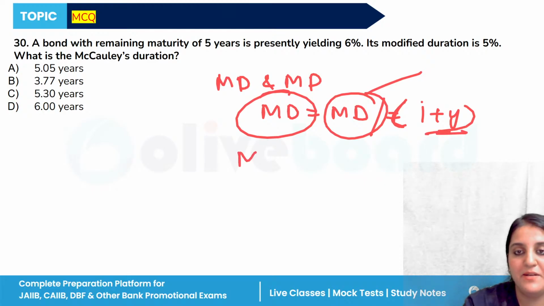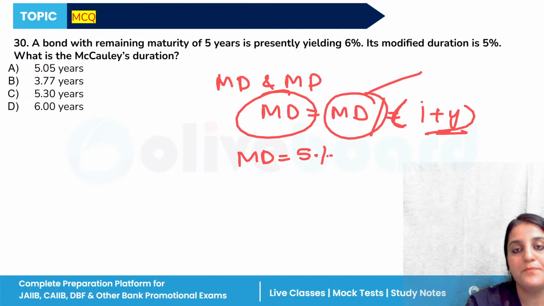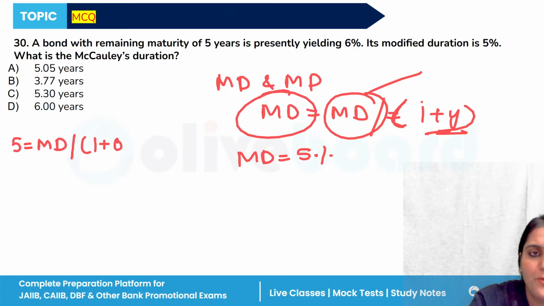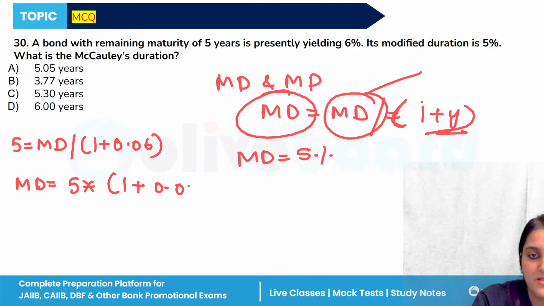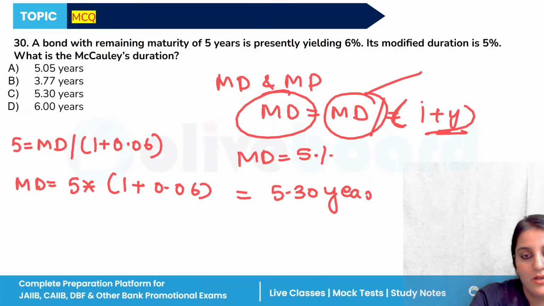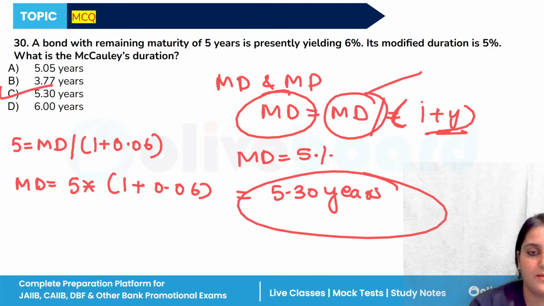So here modified duration is given, that is 5. Now we can substitute: 5 is equal to Macaulay's duration divided by 1 plus 0.06, because we can write 6% as 0.06. So the Macaulay's duration is equal to 5 multiplied by 1 plus 0.06, that is equal to 5.30 years. So the correct answer is option C.